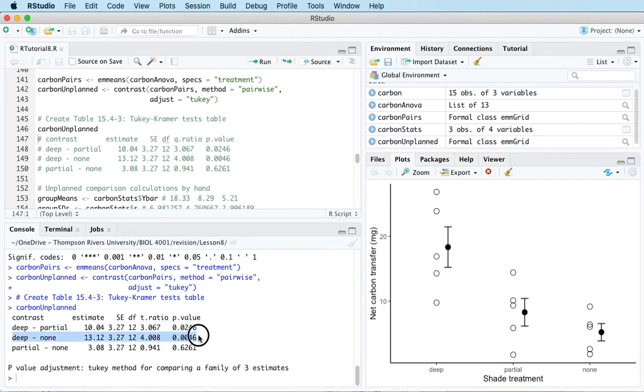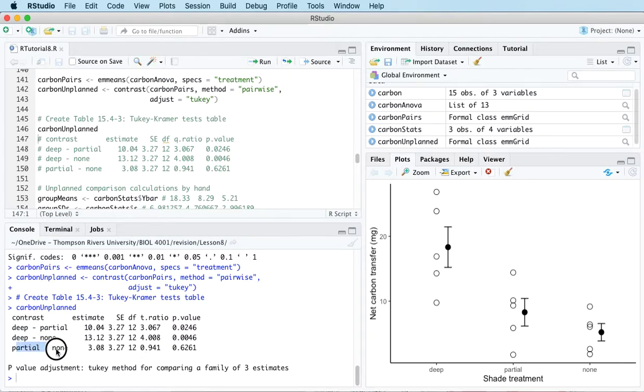We'll do the same for this row of the table. So I'll cut to the punchline. Our test statistic is 4.008, which has a p-value of 0.0046. 0.0046 is less than 0.05, so we reject the null hypothesis in favor of the alternative hypothesis that the population mean for the deep treatment level is different than the population mean for the no shade treatment level.